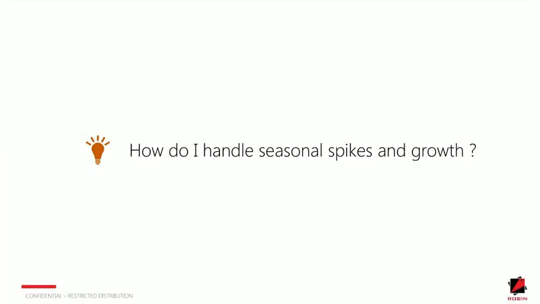Remember, we have like 6 questions that we started with. And the other most important question that we have, and I think this is very important, is how do you handle seasonal spikes and growth? Your data can grow at a different rate than your CPU requirements, or there can be just spikes that happen once or twice a year. How do you address those spikes?